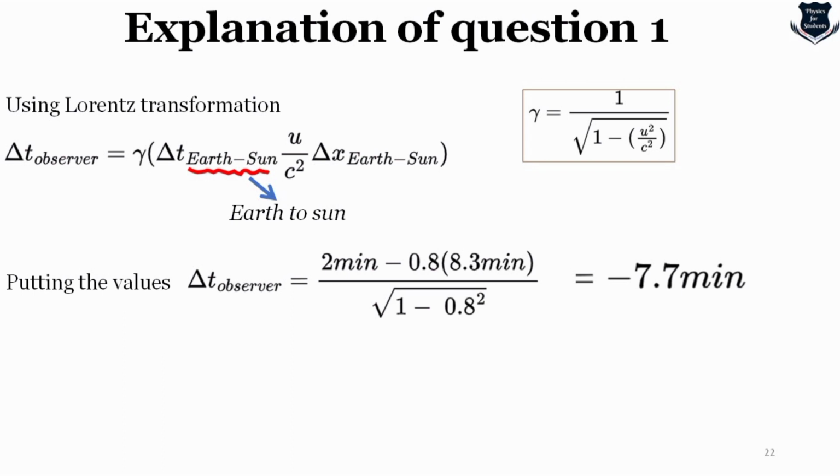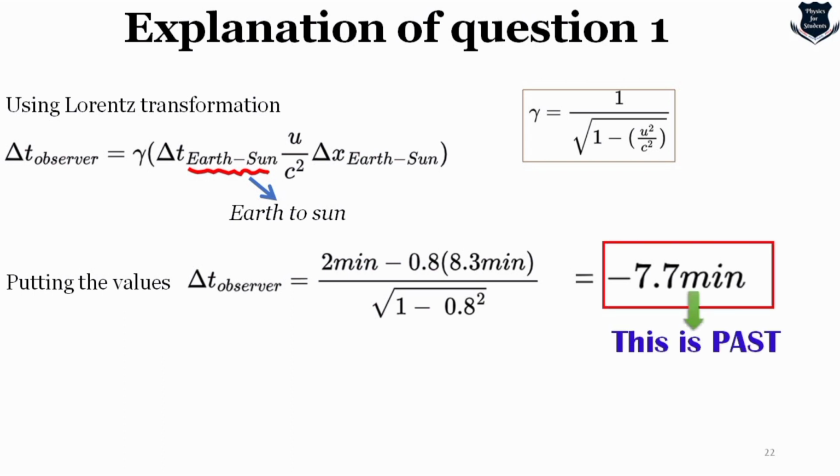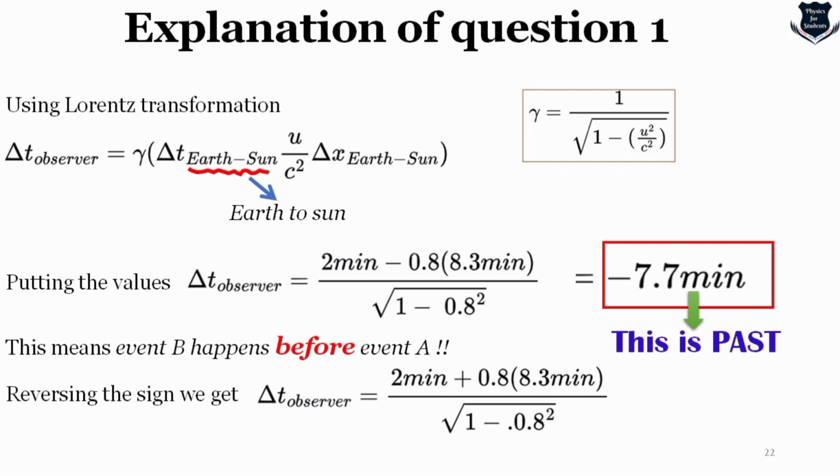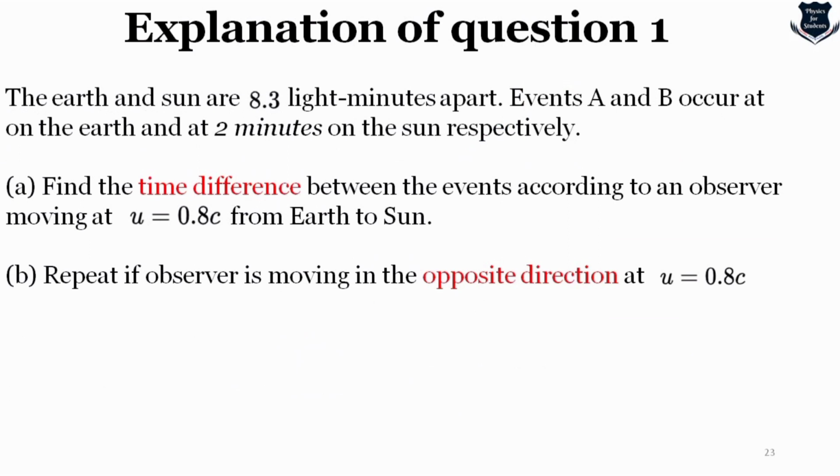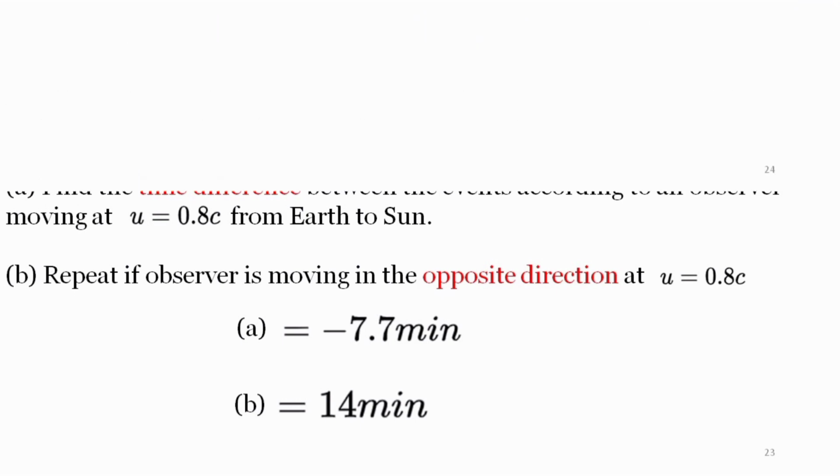Now this is something very important. This means that it has occurred in the past. That means it has happened earlier, which leads to the conclusion that event B happens before event A. So minus some time means, if you take the Minkowski diagram, you will see that it is the past. Now we have to reverse that, so minus, we take it as plus. When we do the reversing, we get the value equal to 14 minutes. So this is the total problem we were given. We get A equals 7.7 minutes and B equals 14 minutes.